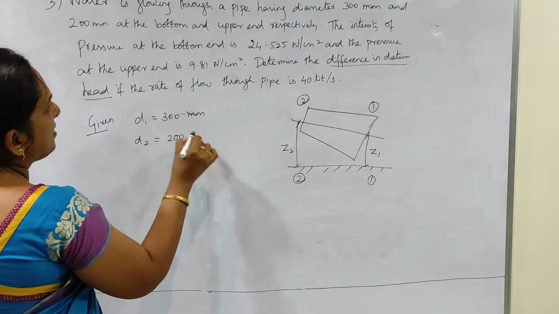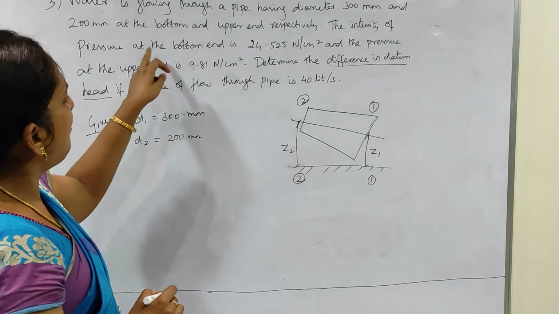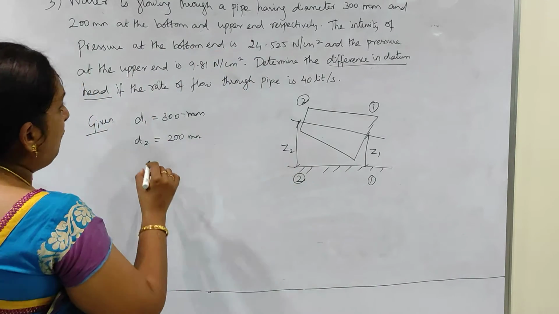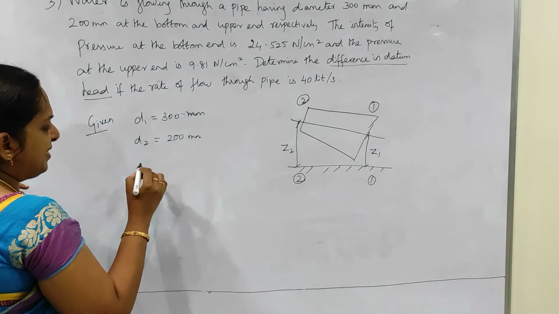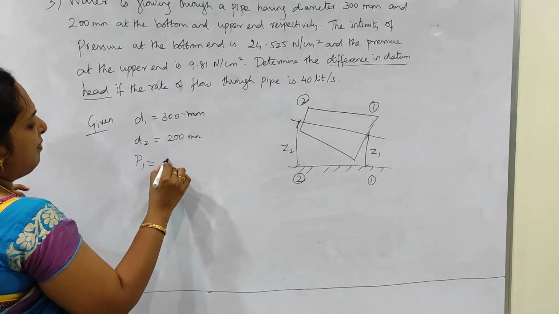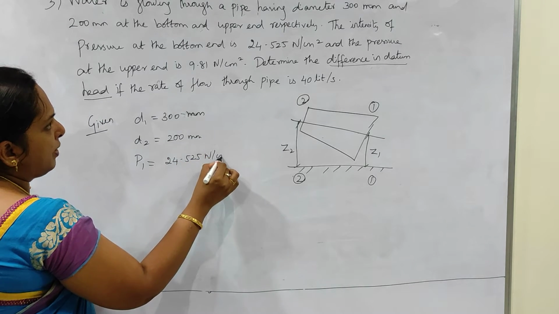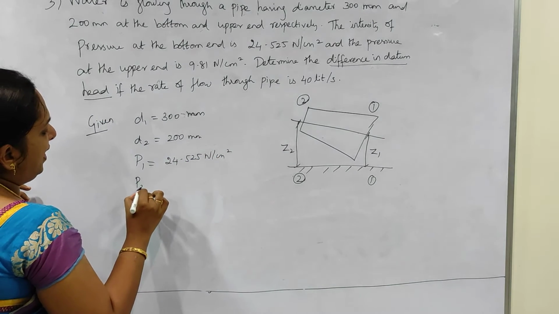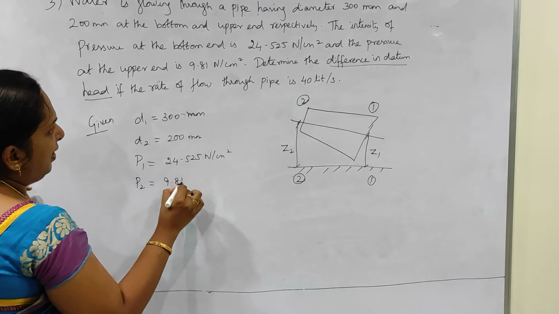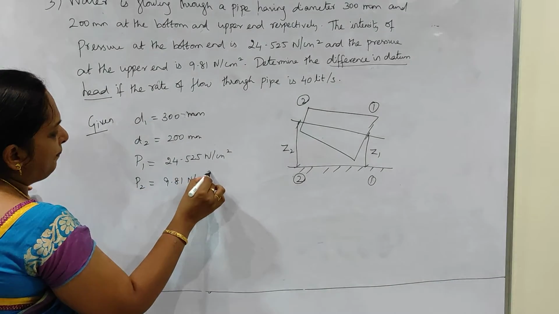That is at the upper end. Okay. Then the intensity of the pressure at the bottom end is given. The bottom end, we are considering that as section 1.1. So P1 is equal to 24.525 Newton per centimeter square. And the pressure at the upper end is given as 9.81 Newton per centimeter square.